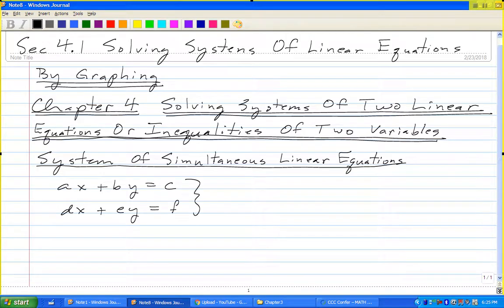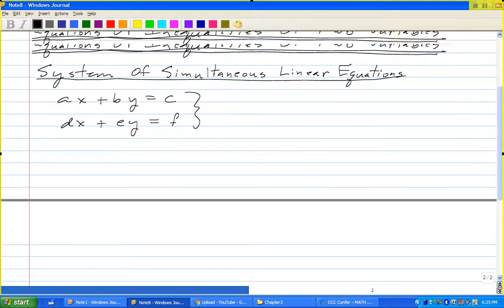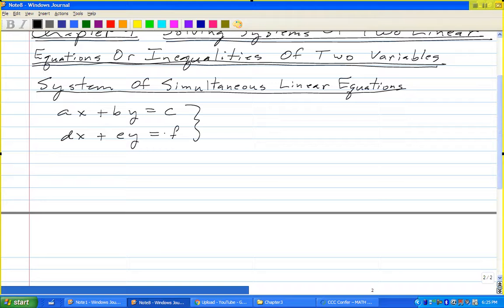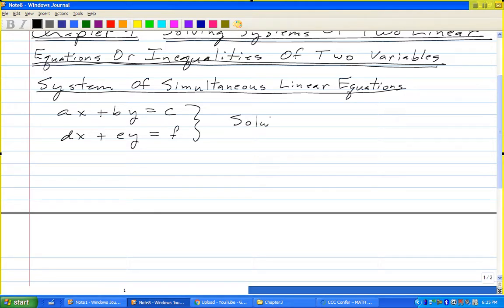A solution to this system will consist of an ordered pair, let's say (x, y), such that when I substitute x and y into each equation, both equations are satisfied. So let's do some examples.